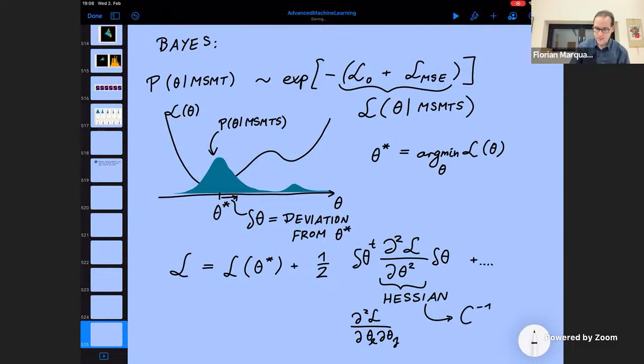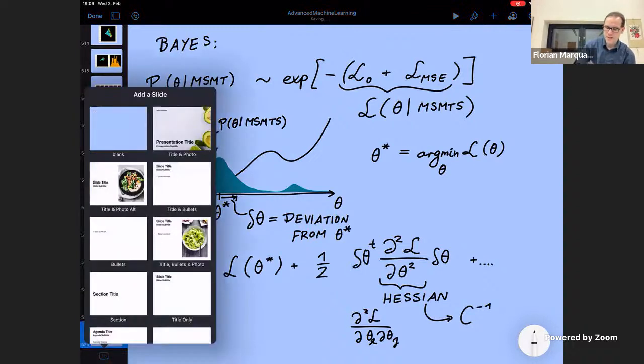So, well, I don't even need to write it down. Up here, we say the probability is e to the minus L. I have expanded L to quadratic order around the minimum. And the quadratic order simply can be interpreted as what you would get for a multidimensional Gaussian distribution with this correlation matrix, which is the inverse of the Hessian. So C is the inverse of the Hessian matrix.